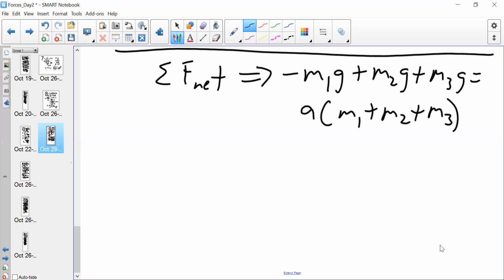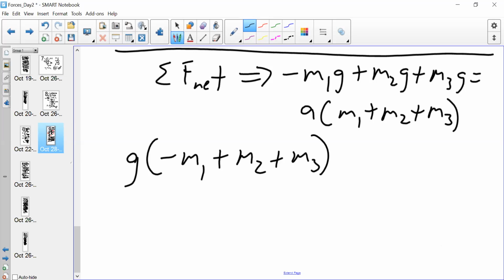Yeah, and even gravity, the G's distribute, so negative M1 plus M2 plus M3 equals all of this, A. And you're going to want to solve for A. And we use 9.81 and 9.8. It doesn't really matter because they're not worried about sig figs.